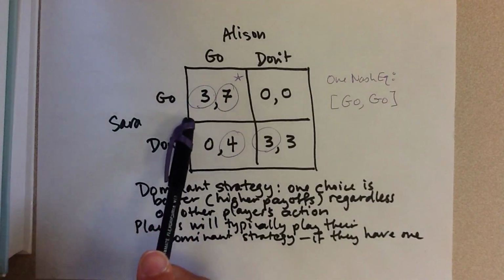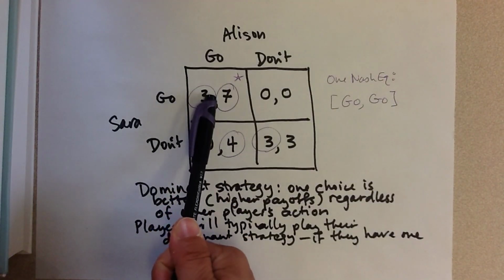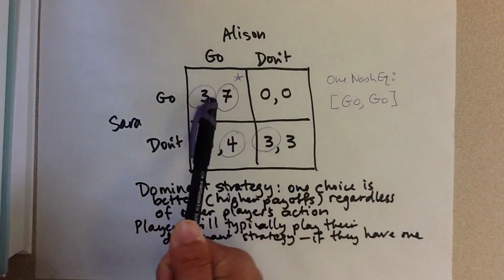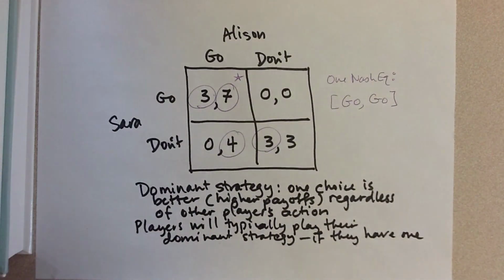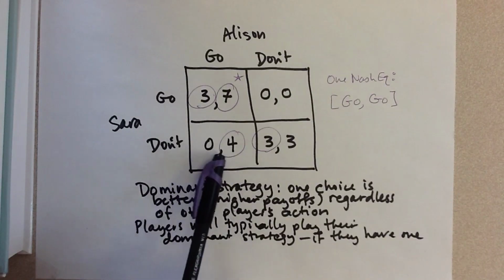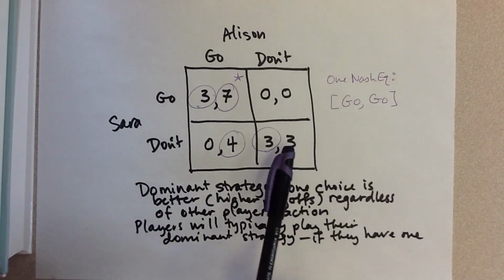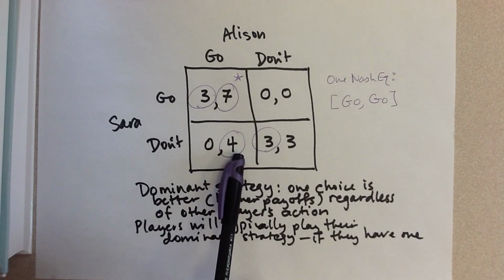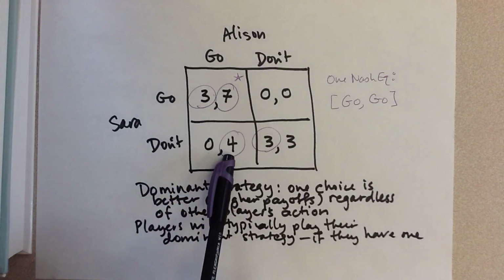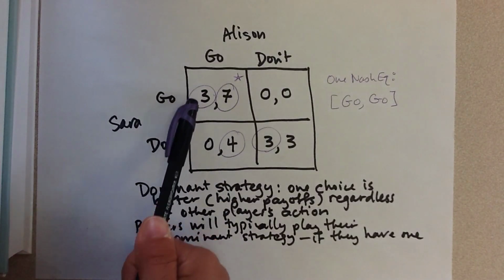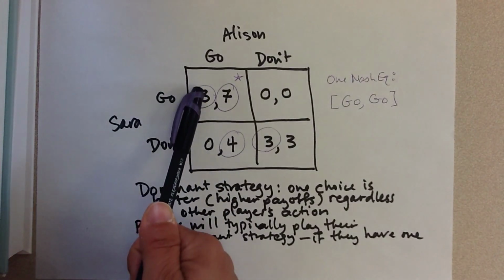In this case, if she decides to go, I made the best response to that by going. If I decide to go, she made the best response by going. So we're both satisfied. Neither of us wants to change our own choice. Here, she's still okay with this. I didn't go, but she still made the best choice for herself, which was to go. But I'm not okay. I want to switch and say, look, if I knew she was going, then I should have gone. I want to trade my 0 for a 3.